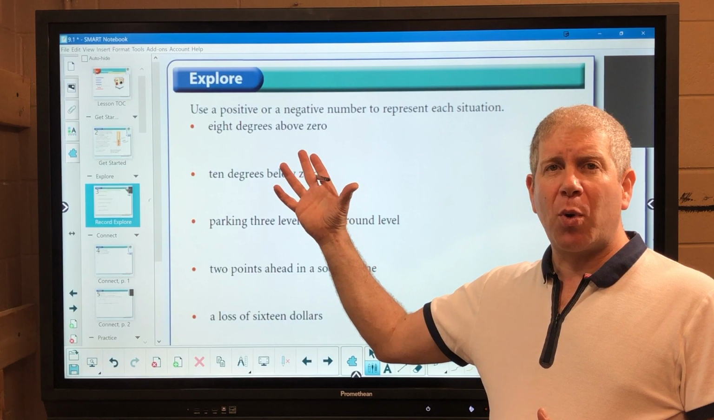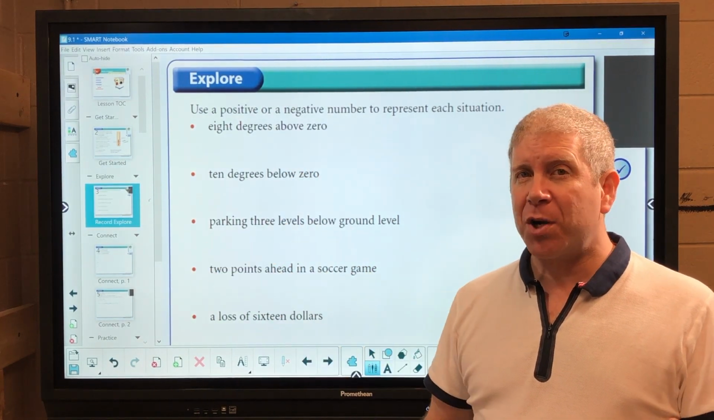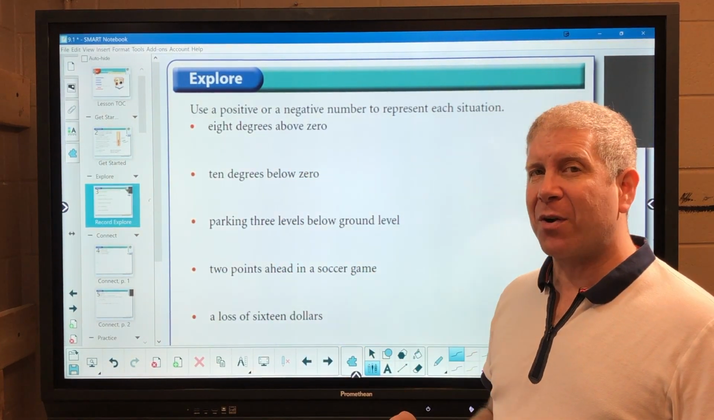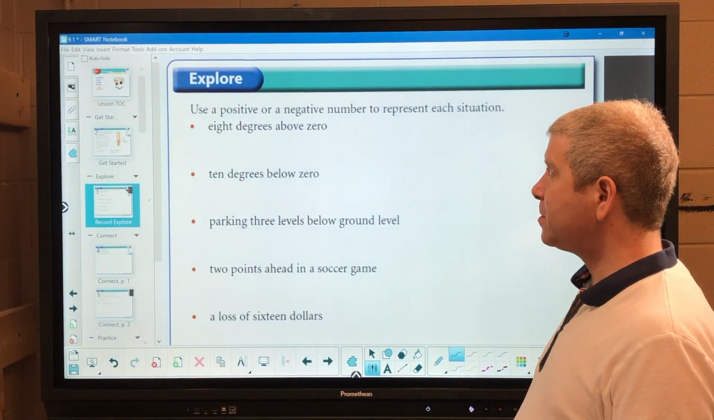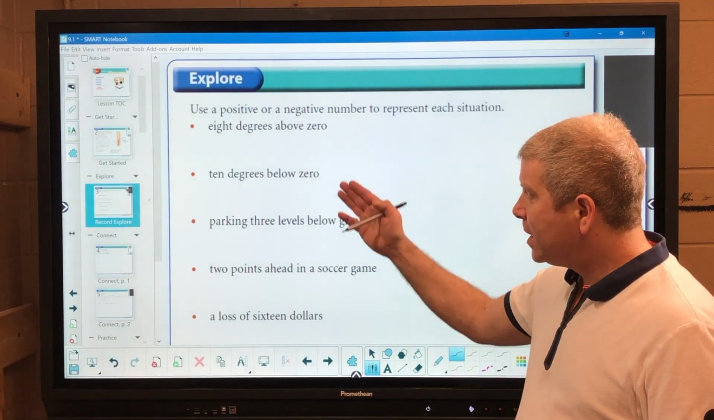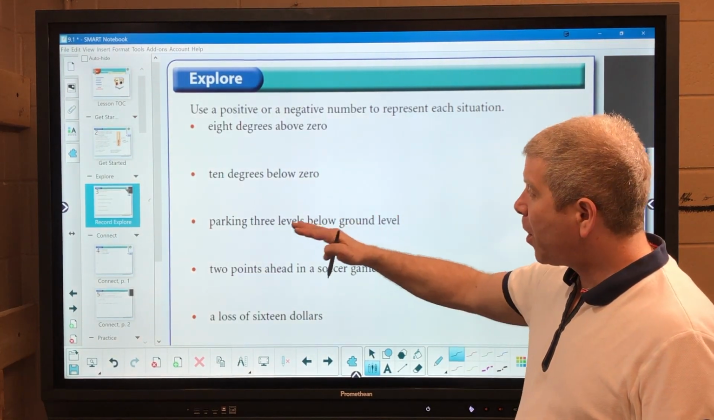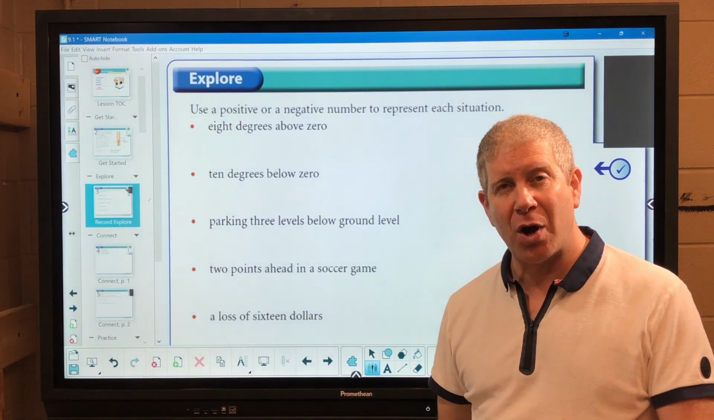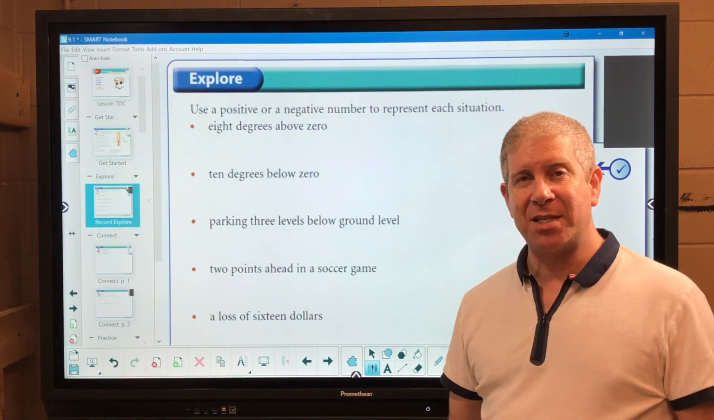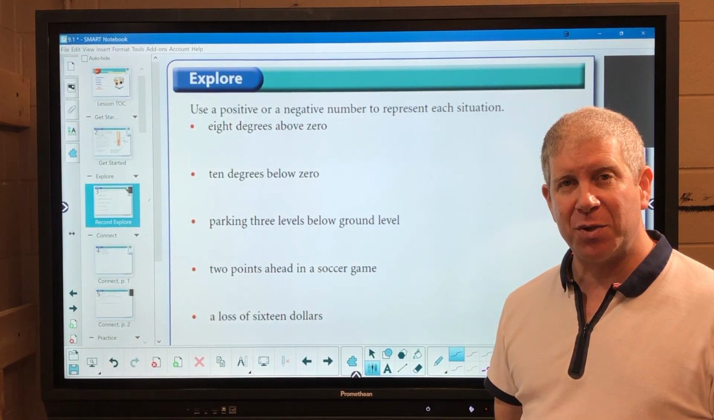So this is the Explorer. It's pretty basic. While you're watching this video, why don't you see if you can figure out what the positive or negative number will be for each situation. 8 degrees above 0, 10 degrees below 0, parking 3 levels below ground level, 2 points ahead in a soccer game, and a loss of $16. Take a minute to do that.